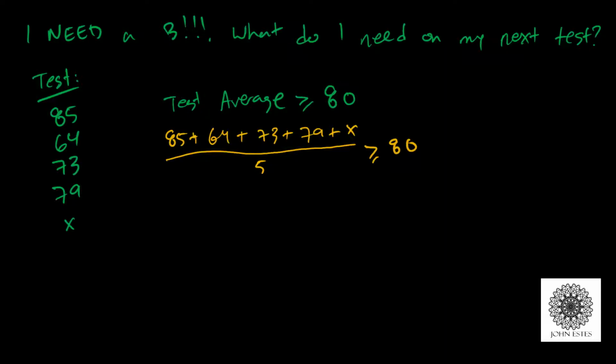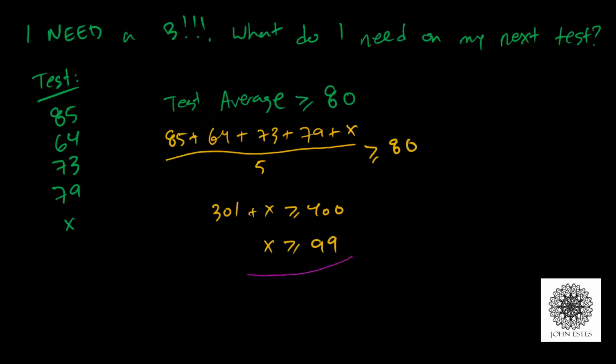Okay, now look, this is a linear inequality. So I add up all that stuff in the numerator. When you add up 85, 64, 73, 79, you should get 301. So I have 301 plus X, and let's go ahead and multiply both sides of this inequality by 5. So I have that has to be greater than or equal to 400. So now I just subtract 301 and end up with X greater than or equal to 99.